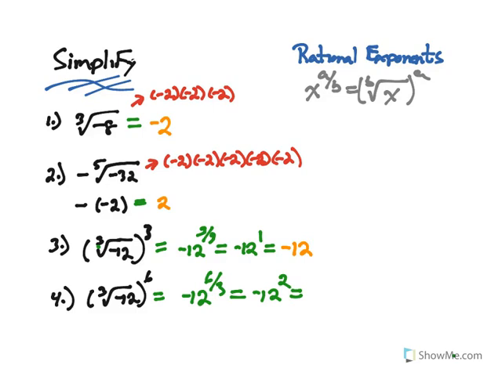So positive 144. That's your answer. All right, so let's go to the next page. There's a little more room. Okay, I believe this was the fifth one. Let's go ahead and simplify the sixth root of negative 64.